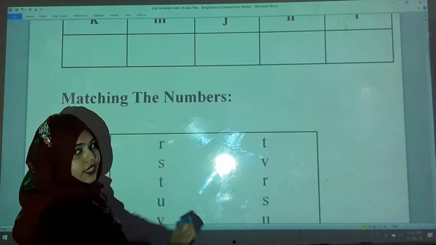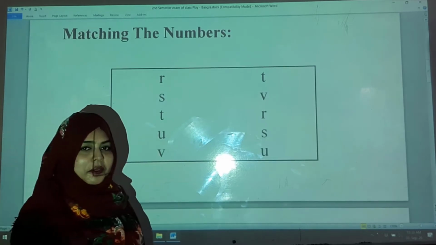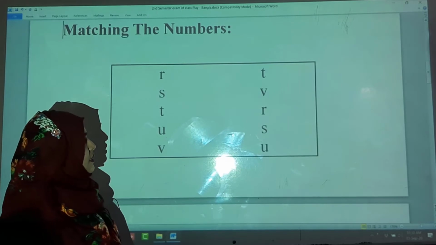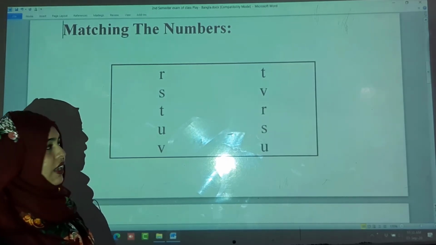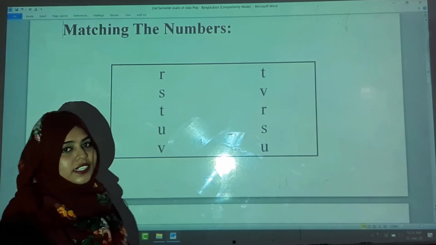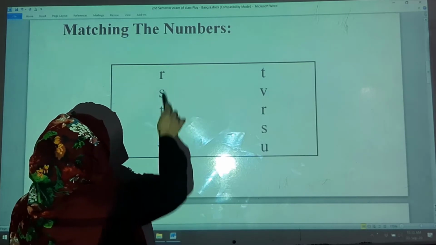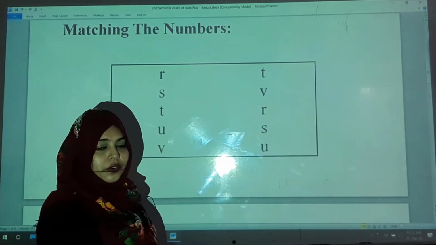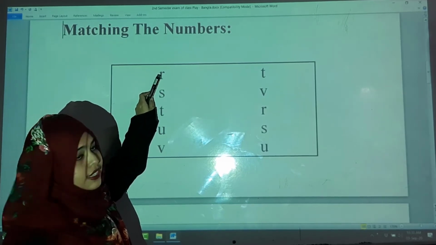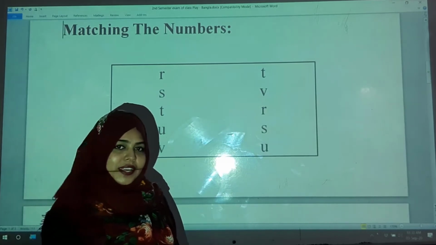Our next topic is matching the numbers. It was your most lovable topic. In our class, we love to do that, and it's very easy for us all. Okay, let's go. Here we have column 1 and column 2. We have to find these letters, where they are in the other column, and match them with a straight line.